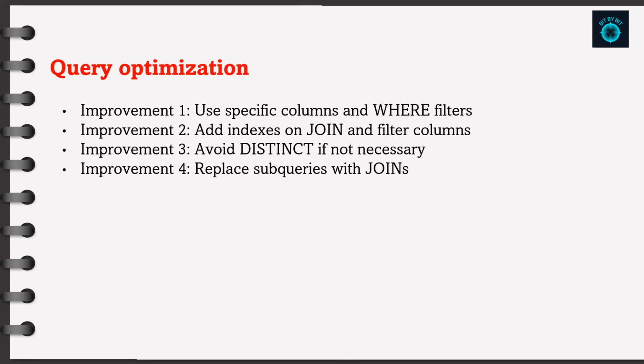Third, remove DISTINCT if it is not required. Sometimes data is already unique, so DISTINCT wastes processing power. Fourth, replace subqueries with join operations when possible. Joins are often faster and easier for the database optimizer to handle. By applying these simple changes, you can greatly improve query performance and make your applications faster and more scalable.